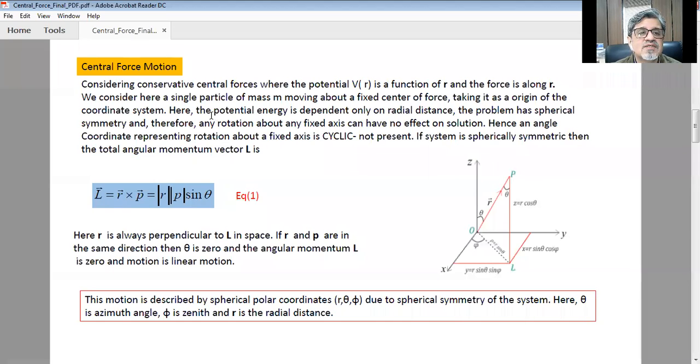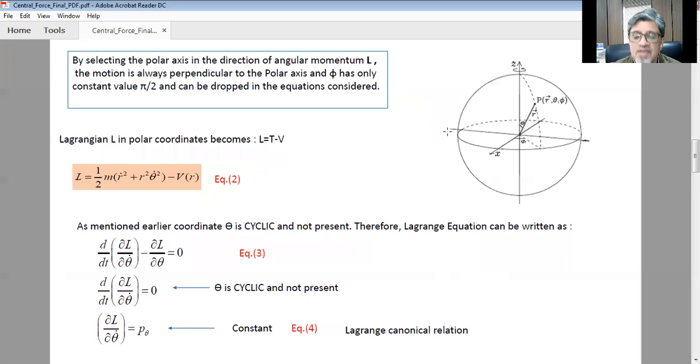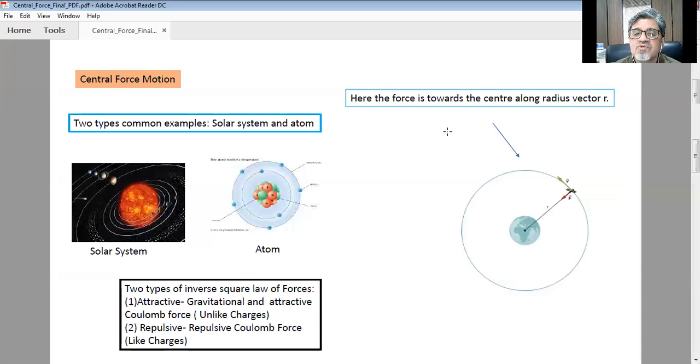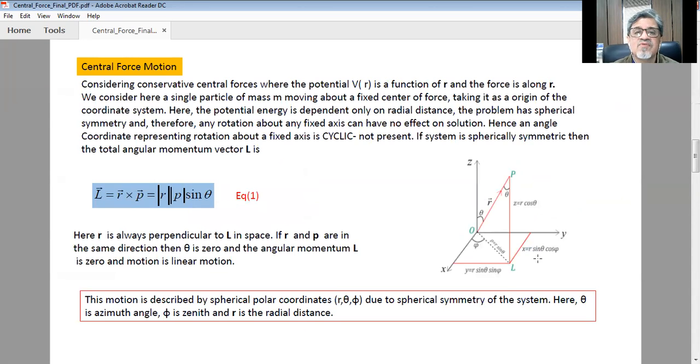The problem has a spherical symmetry, and therefore any rotation about any fixed axis can have no effect on the solution. So this is actually a spherical symmetry, and we have shown a spherical symmetry over here. Any rotation about the fixed axis has no effect on the final solution. Hence, the angle coordinate representing the rotation about the fixed axis is cyclic. It is not present there, having no effect on the solution.